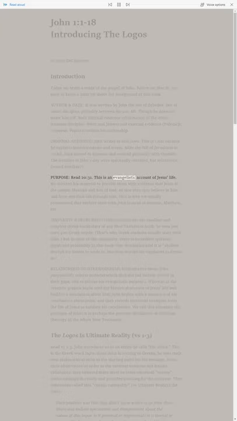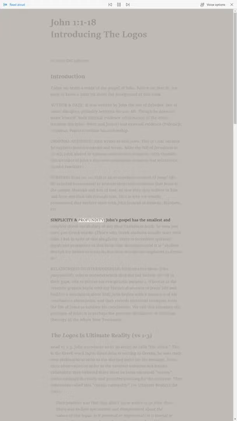Purpose: read 20:31. This is an evangelistic account of Jesus' life. He selected his material to provide them with evidence that Jesus is the unique Messiah and Son of God, so that they may believe in him and have spiritual life through him. This is why we usually recommend that seekers start with John instead of Genesis, Matthew, etc.